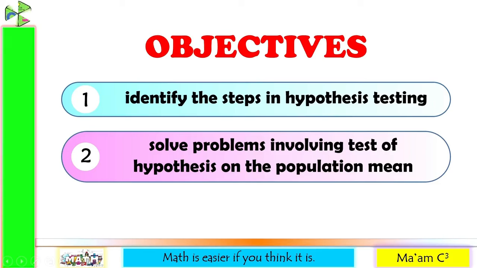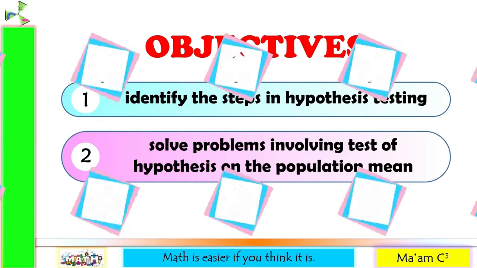Our objectives in this lesson are the following. Identify the steps in hypothesis testing and solve problems involving test of hypothesis on the population mean. Let's have a quick activity.